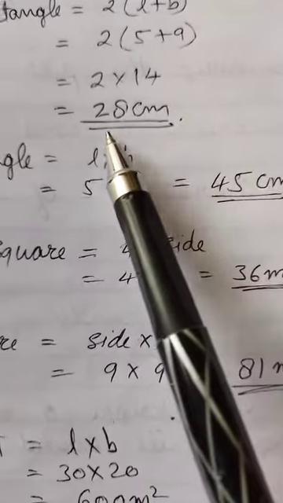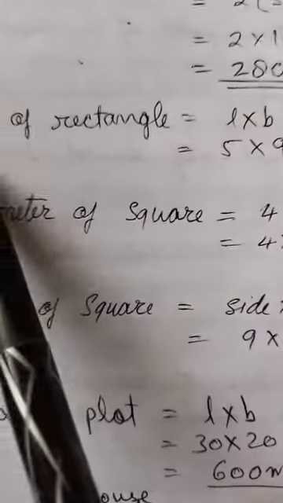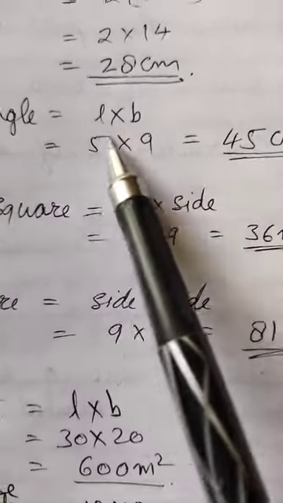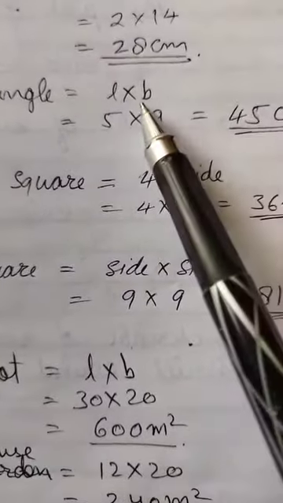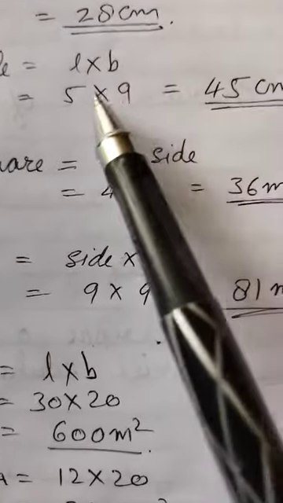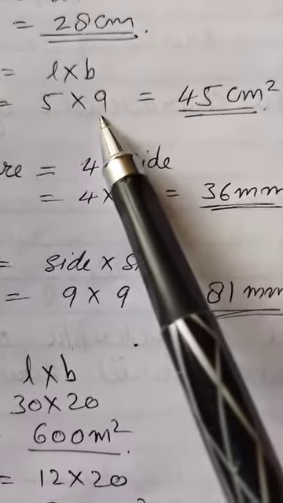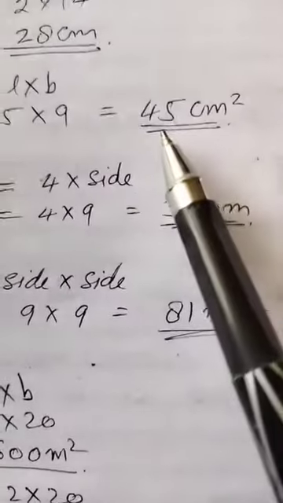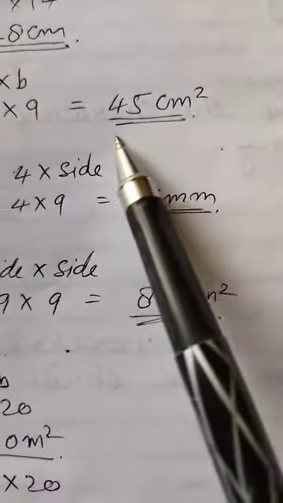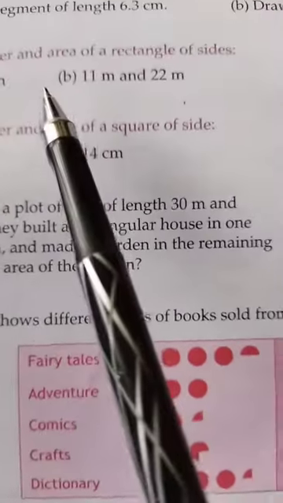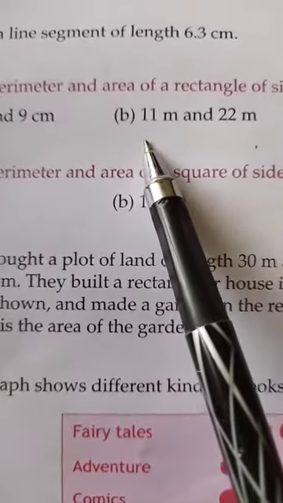Perimeter. Now we have to find out the area also. So area of rectangle, there is again a formula L into B. This also you have to learn. These are the formulas you have to learn. Then L into B, again you put the values 5 into 9 and after multiplying you will get 45 centimeter square. This will be your area. Similarly you can do third B part also.